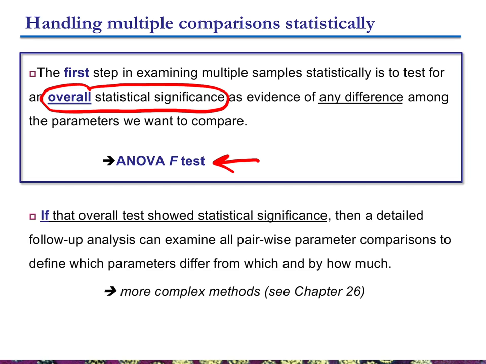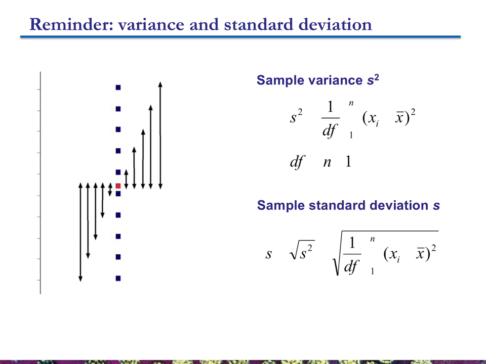All right, before we get into the mechanics of the ANOVA F test, we need to go back and revisit variance and standard deviation, because the ANOVA F test is based on these two statistics, these two measures of variation, all right? Remember, variance and standard deviation are a way to measure variation around a mean or an average.